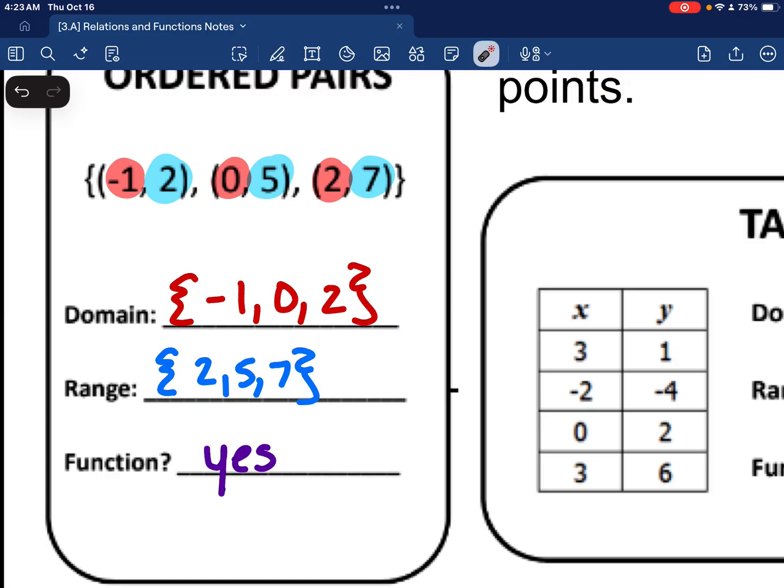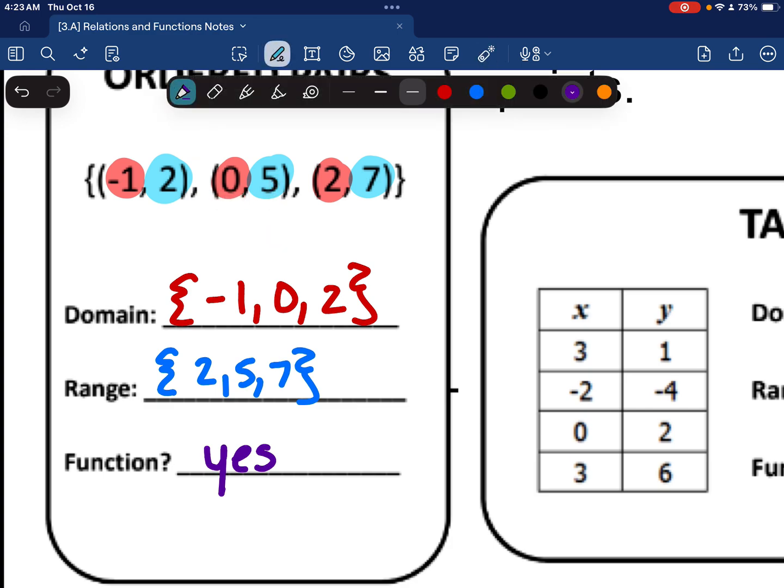Now, if I wanted to figure out like an example of what would not be a function, say I had another ordered pair, 0, 3. Do you see how the 0 is repeated? So 0 here is married to 5, and 0 here is married to 3. So that would be a problem because that input has 2 separate outputs. So what are you looking for? Look for repeated x's.